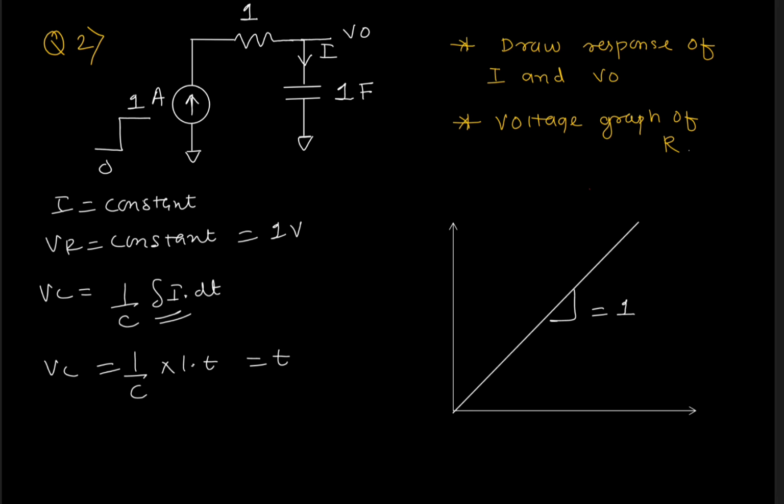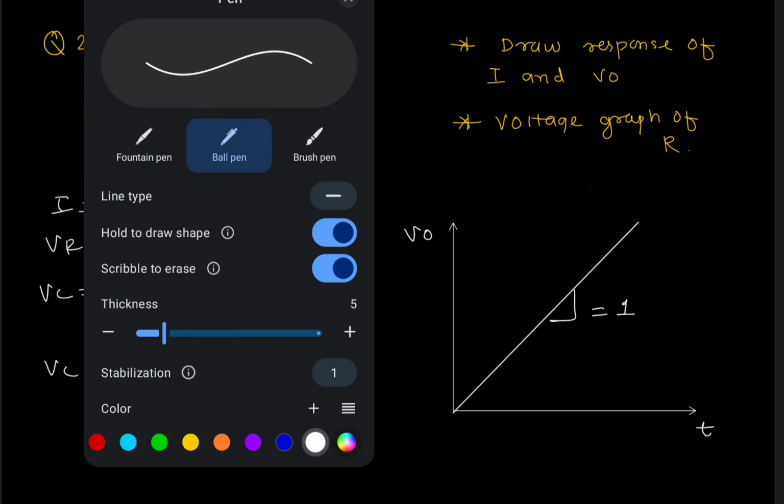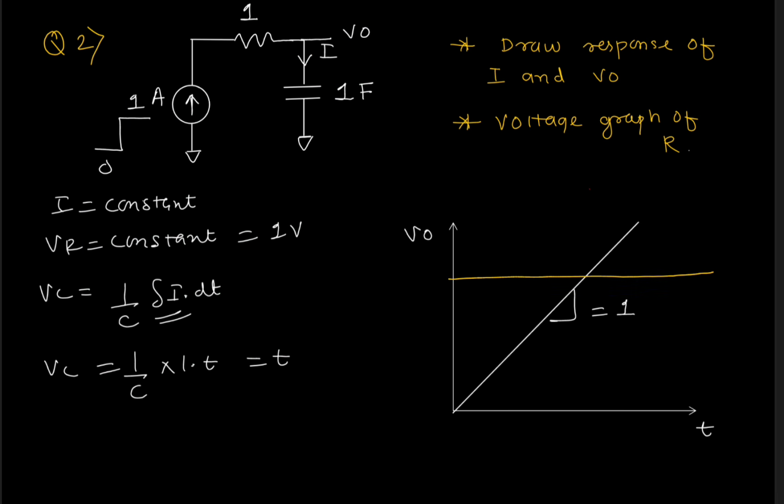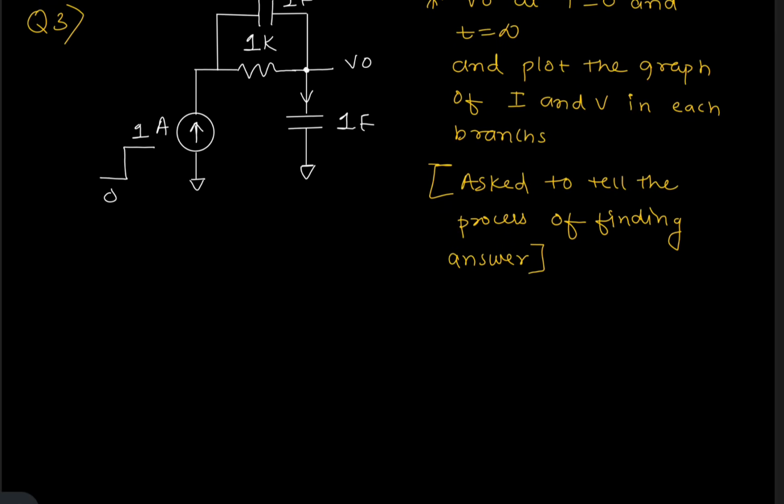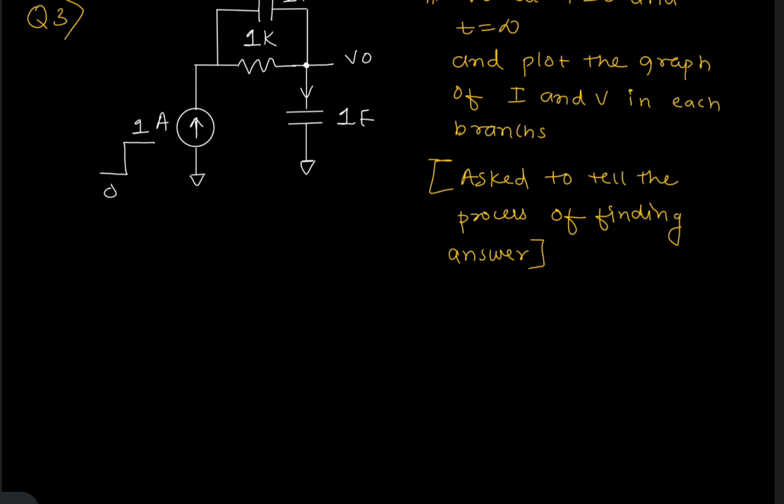Okay, so this is the V out, and the current is constant, 1 ampere, and VR is also constant, 1 volt. Okay, so this was the second question. Going to the third question, now they have added a capacitor in parallel with a resistance.